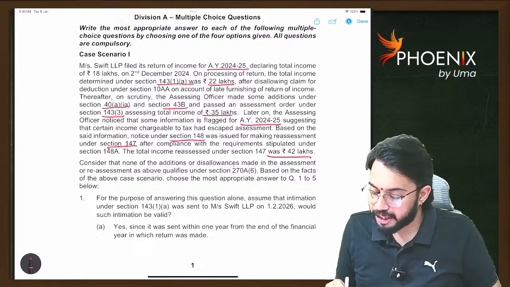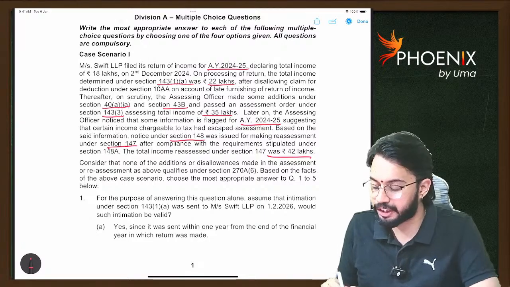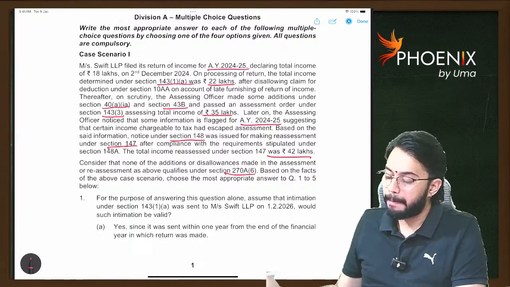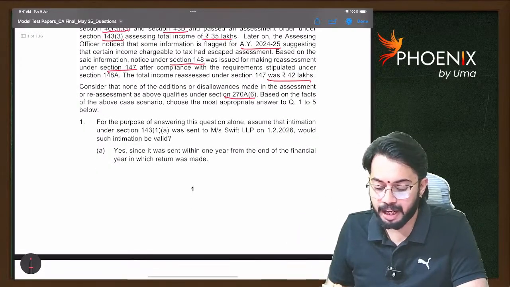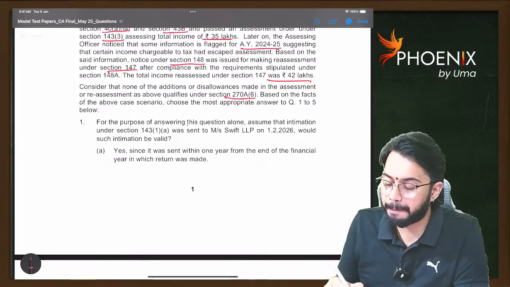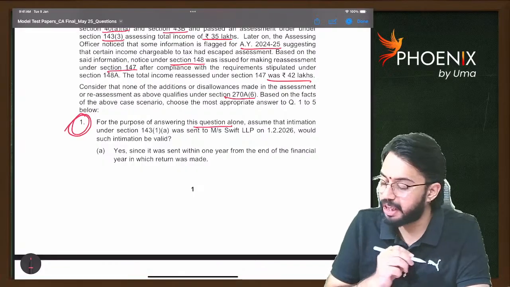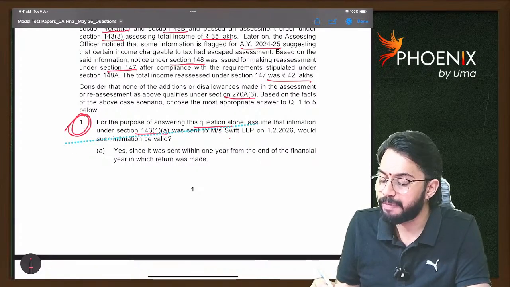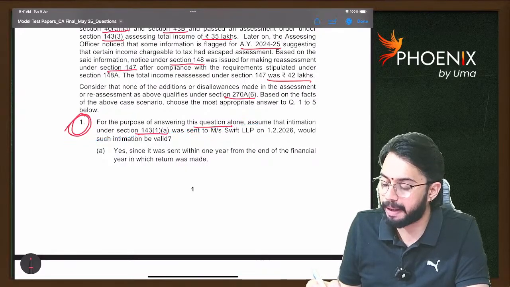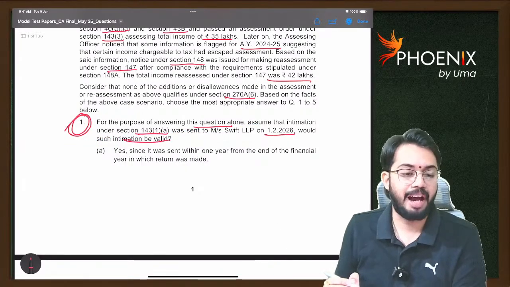Consider none of the additions or disallowance made in assessment or reassessment as above qualifies under section 270A(6). Based on the facts of the above case scenario, choose the most appropriate answer. First question. For the purpose of answering this question alone, that means only for question 1, that intimation under section 143(1) was sent to Merces Swift LLP on 1st February 2026. Would such intimation be valid?